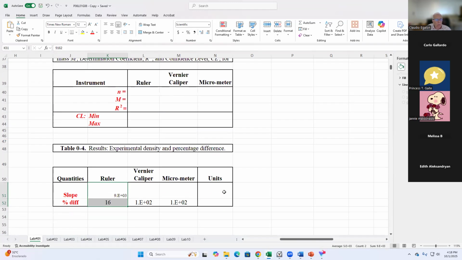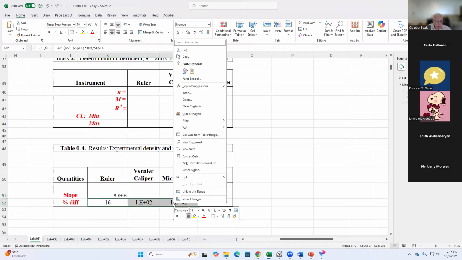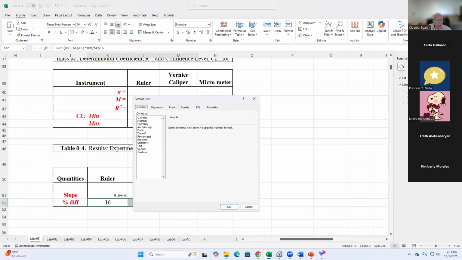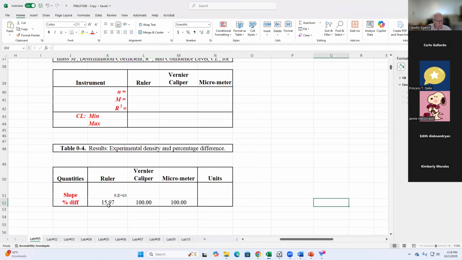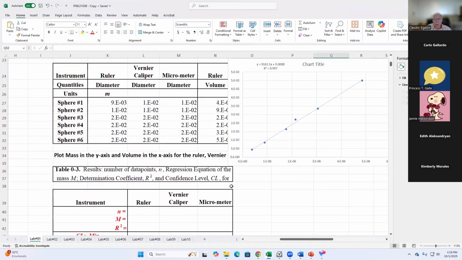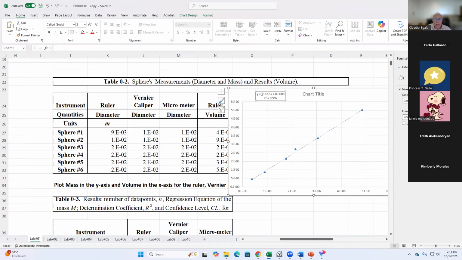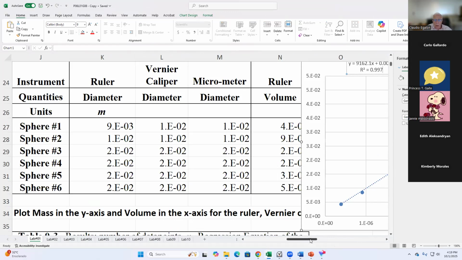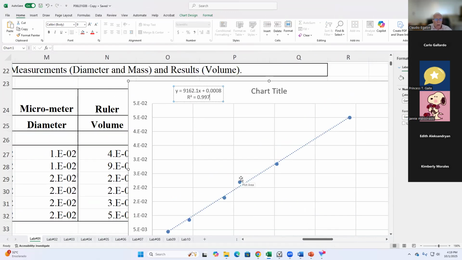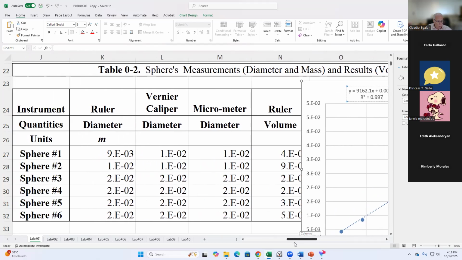Your group number 8, for which instrument? The vernier caliper, the ruler, or the micrometer? For the ruler. Let me see. I'm getting 16% for the ruler. You're getting a different value. What is the slope that you're getting for the ruler? Are you getting 91.62? I am getting 89.04. Yeah, you're getting a different slope than me. I do not know why.